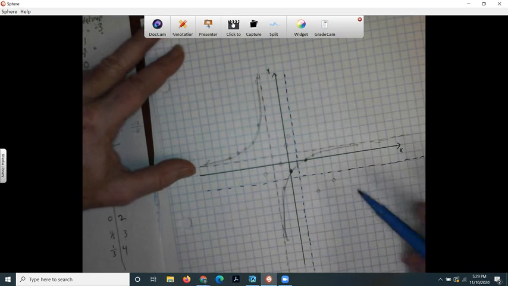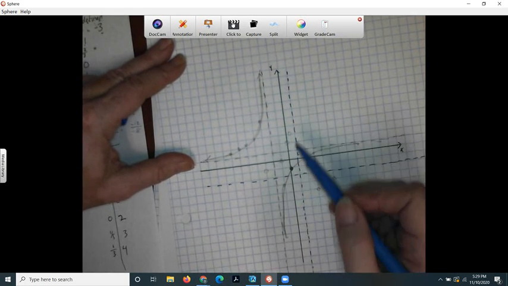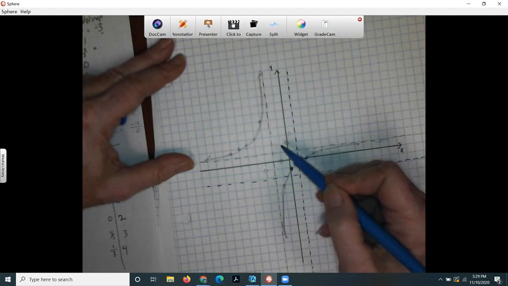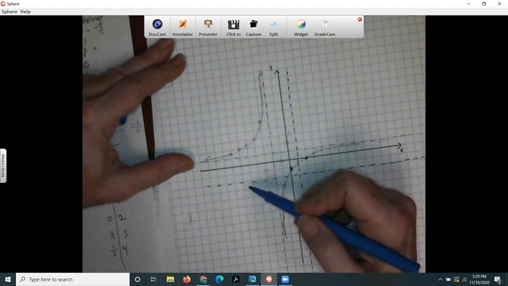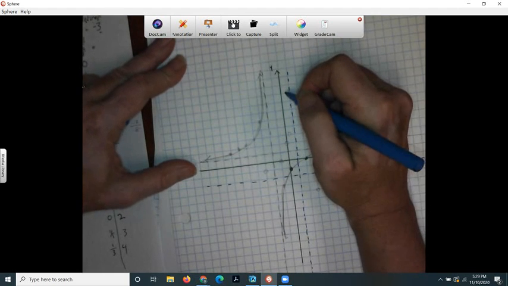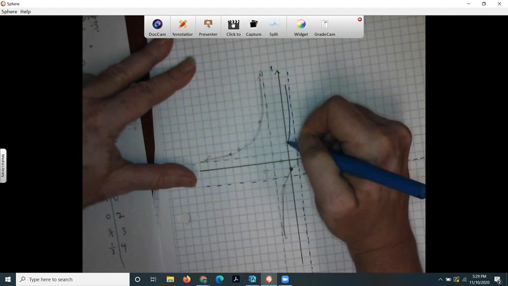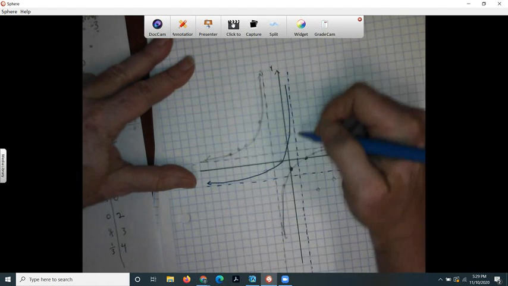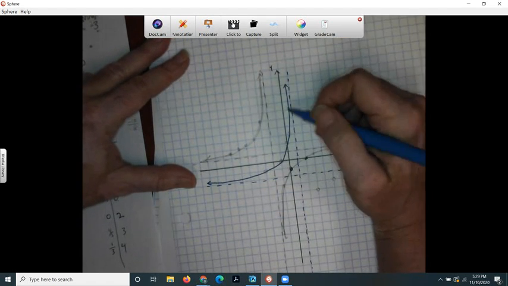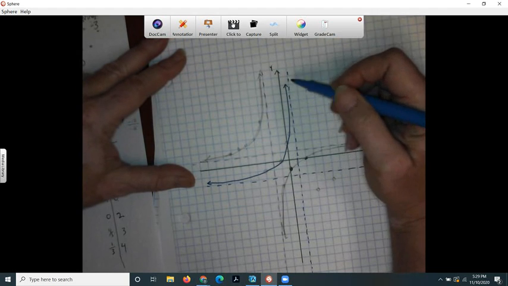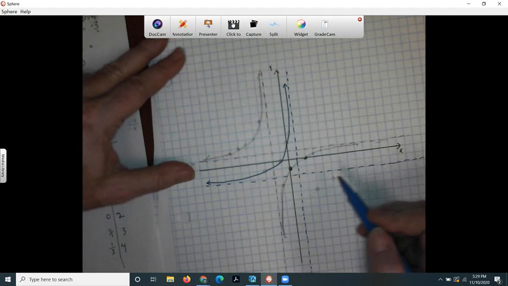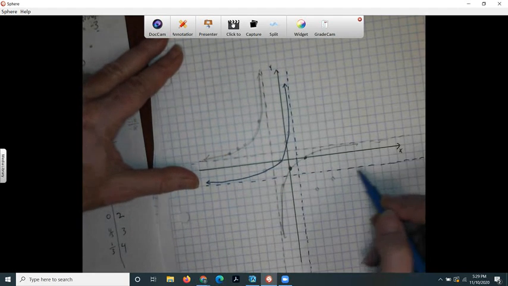And so now that I have these dotted lines and these little circles that I made, those are the ordered pairs that I plotted. Now I can kind of tell what they're going to do. They're going to go like this. They're going to follow those asymptotes. So I don't have to bother plotting or plugging in points. I know where it's going to go now. And this one's going to go this way.